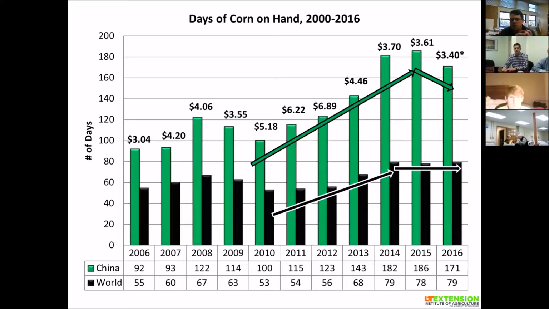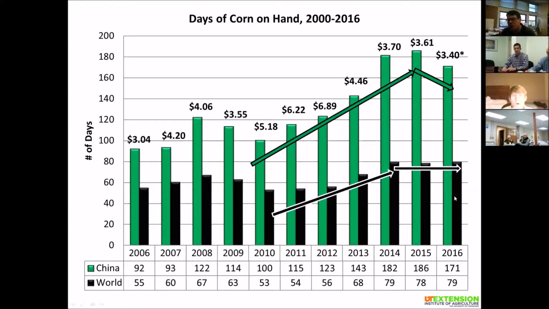What it gives you is a number of days, if you stop producing corn, how much reserves you would have to fulfill consumption, assuming consumption remains consistent. Now, the good news is we've seen that run up in Chinese inventory or days on hand, but we're actually estimated to see that pull back a little bit, which is good news. As far as a global standpoint, which is these black bars, we've seen that run up from 2010 to 2014, and what we've done for 2014, 2015, and 2016 is kind of slide sideways.